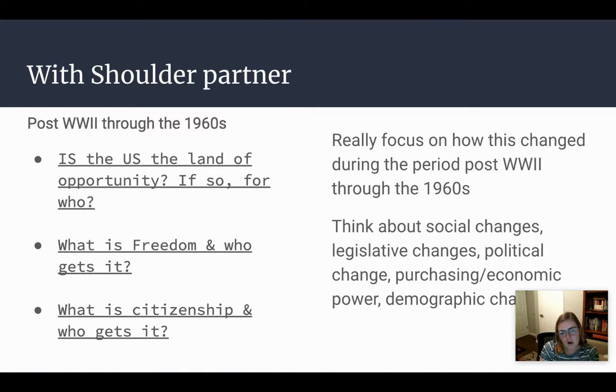But really think about what change we have seen when it comes to opportunity in the United States, what it means to be free, who gets to be a citizen, and what sort of rights you have as a citizen as we go through that. And I really want you to think about that as we go through this unit, because we're going to see a backlash to a lot of the change that we've seen prior.